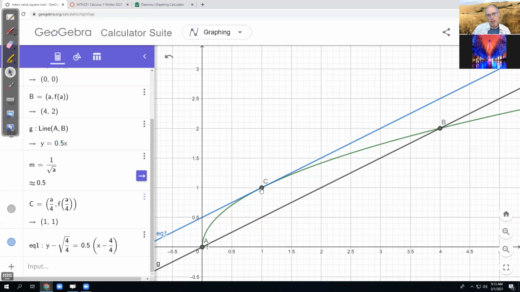So GeoGebra just automatically finds a parallel line for me where one of the points on that line happens to be on my function. So how I created this is a whole other story. If you want to see how to make cool things in GeoGebra, see me after class sometime and I can show you how I play with GeoGebra.